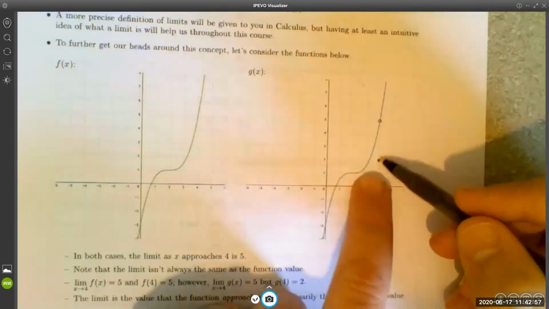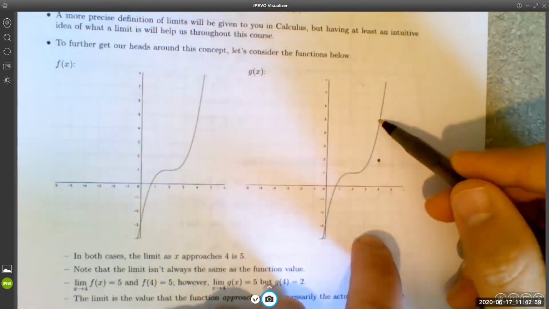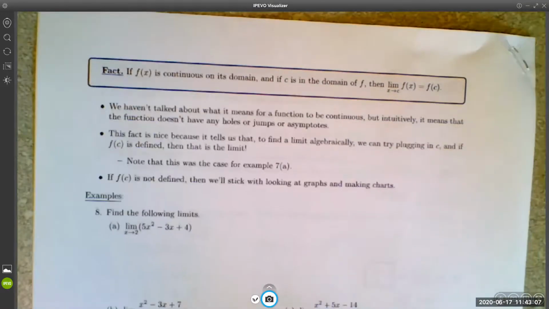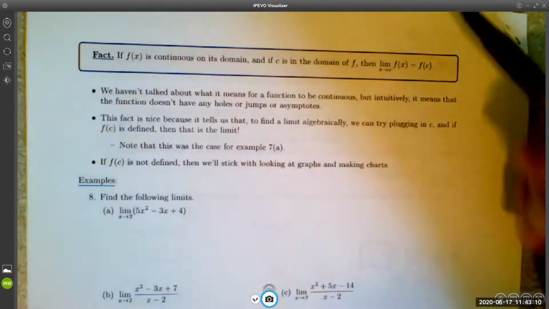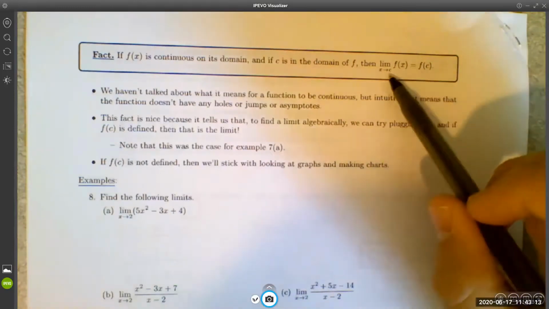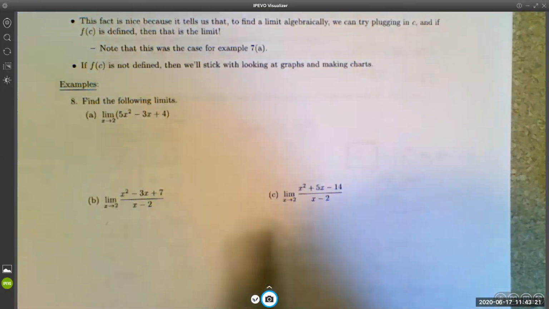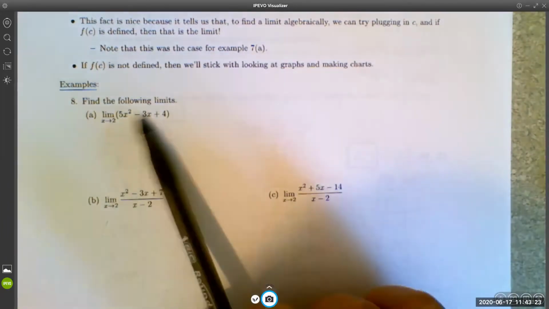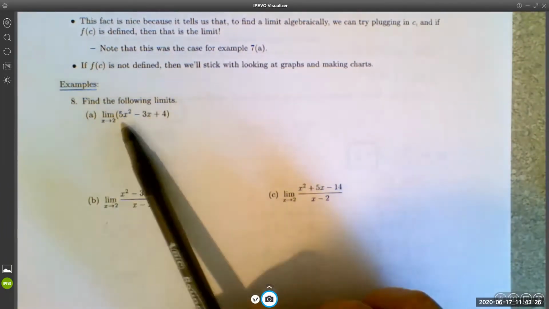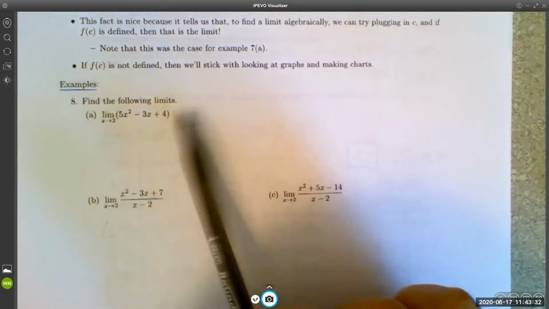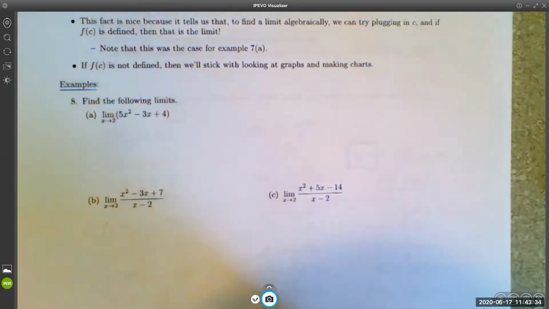Which is why the function value and the limit do not coincide. Okay, so if you have any kind of discontinuity, like a hole or a jump or an asymptote or something like that, then the function value is not going to be the same thing as the limit, but otherwise it is the same, right? So in particular, whenever you're confronted with a limit, the first thing you should try is to plug in the number. And if plugging in the number yields a real number as an output, then that real number is the limit.